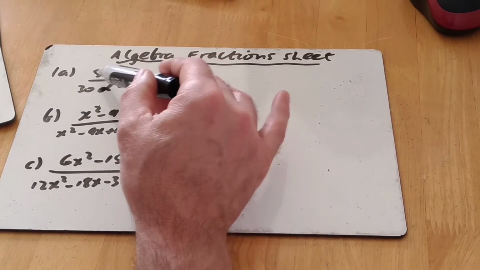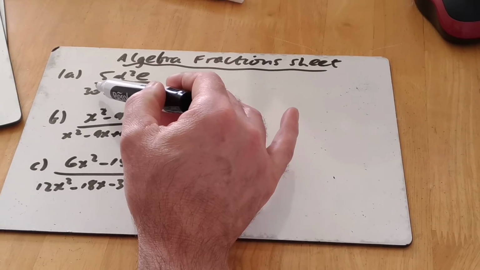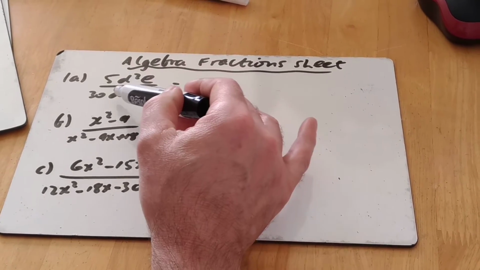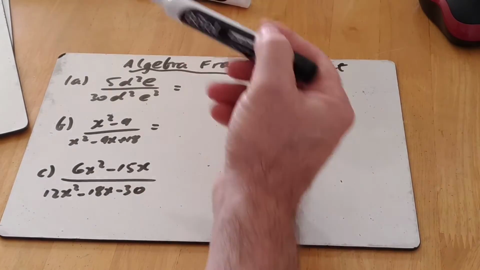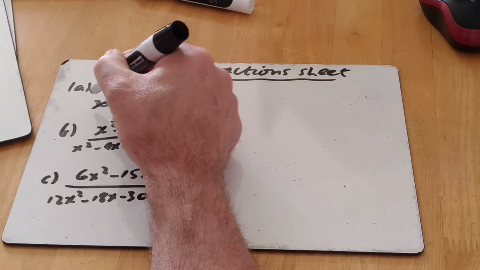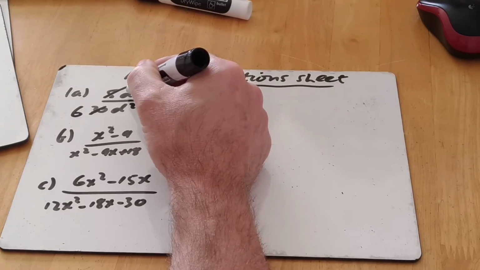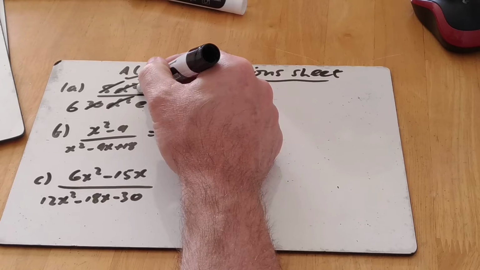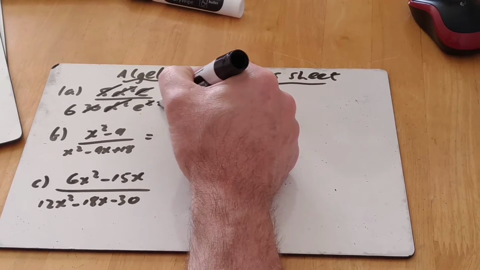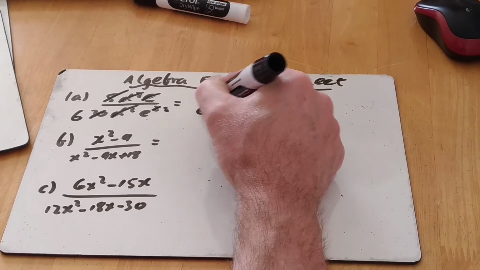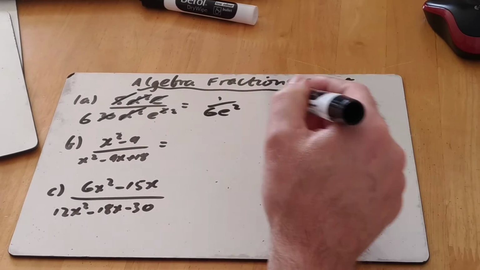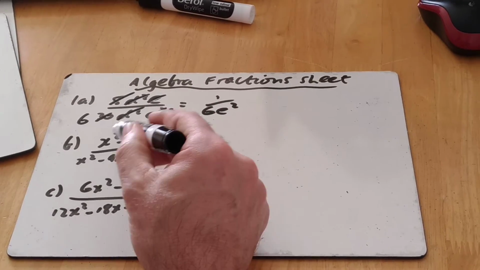And if it's being multiplied, then 5 is a common factor. 5 is a factor, 30 is a factor. So I've got a common factor of 5 I can cancel down. I can divide both by 5 there. I can cancel out the d squareds. I can cancel out one of the e's to give me 1 over 6e squared, which is what you had before. I can't cancel x squared there.